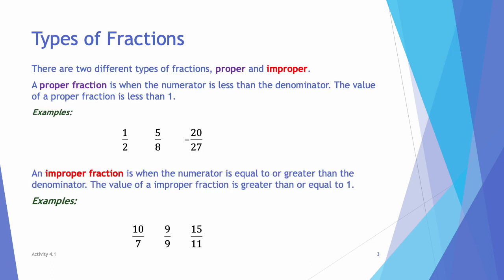There are two types of fractions, proper and improper. A proper fraction is when the numerator is less than the denominator. The value of a proper fraction is less than 1. Some examples are 1/2, 5/8, -20/27. An improper fraction is when the numerator is equal to or greater than the denominator. The value of an improper fraction is greater than or equal to 1. Some examples are 10/7, 9/9, and 15/11.